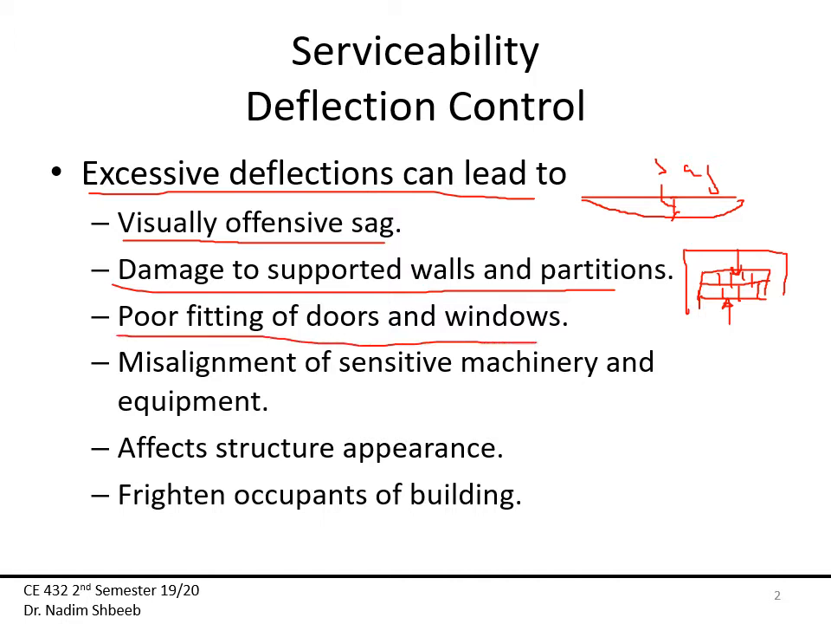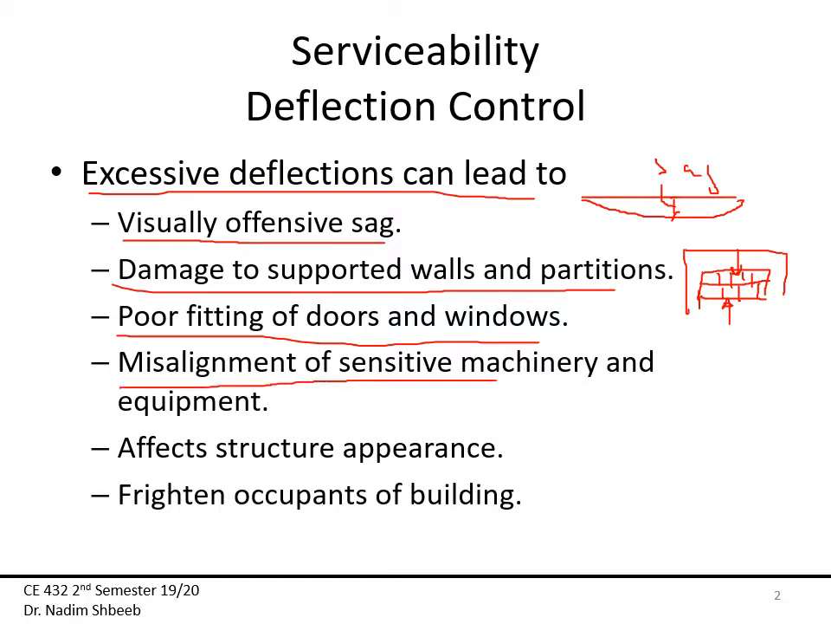Then for fitting of doors and windows, I don't know if you noticed, even some of your relatives, they start complaining that doors don't close anymore, windows are hard to close, sometimes they even break, and that usually happens after what we call long-term deflections. Or sometimes if the design is poor and we have those openings for the doors and windows, even after we remove the shoring and we try to put those doors in, you've noticed sometimes that they don't fit, and that's also due to deflections.